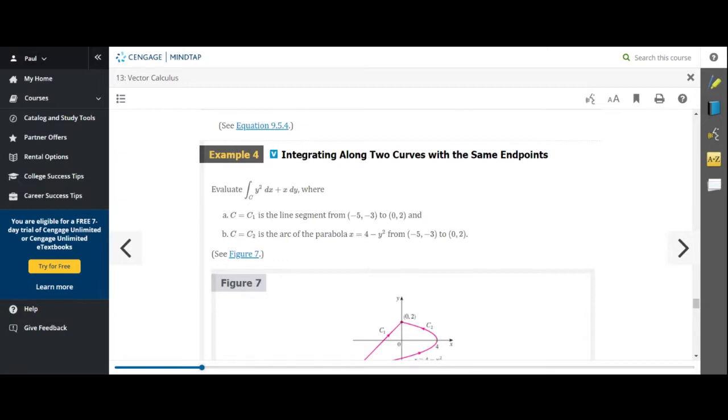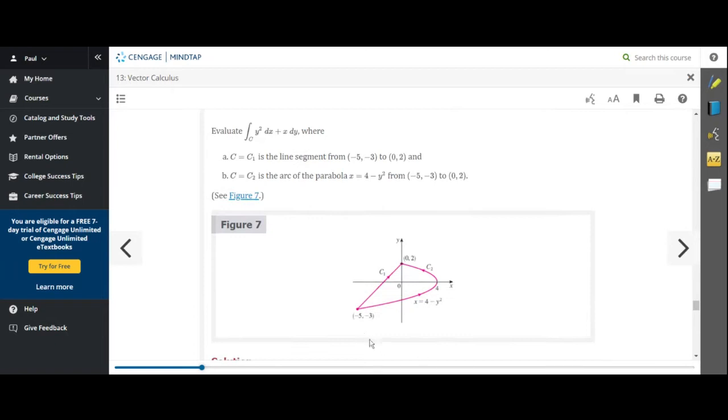C2 is the arc of that parabola, x equals 4 minus y squared. Now, looking at the figure here, there's the parabola C2. What would you let be the parameter? For that curve C2 in figure 7, would you let y be the parameter, or would you let x be the parameter? What would be more convenient to let be the parameter?